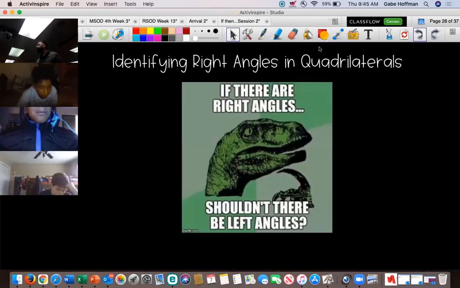So today we're looking at being able to identify right angles and side quadrilaterals when we don't see that little square and they're not giving us that information ahead of time.